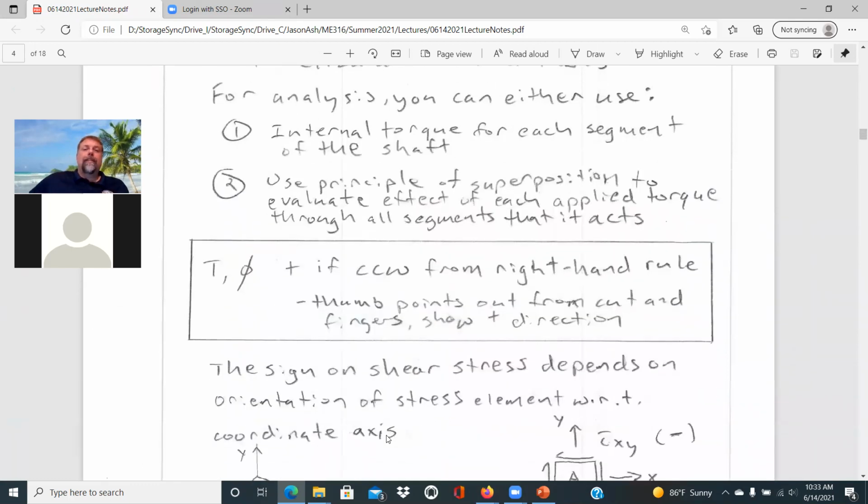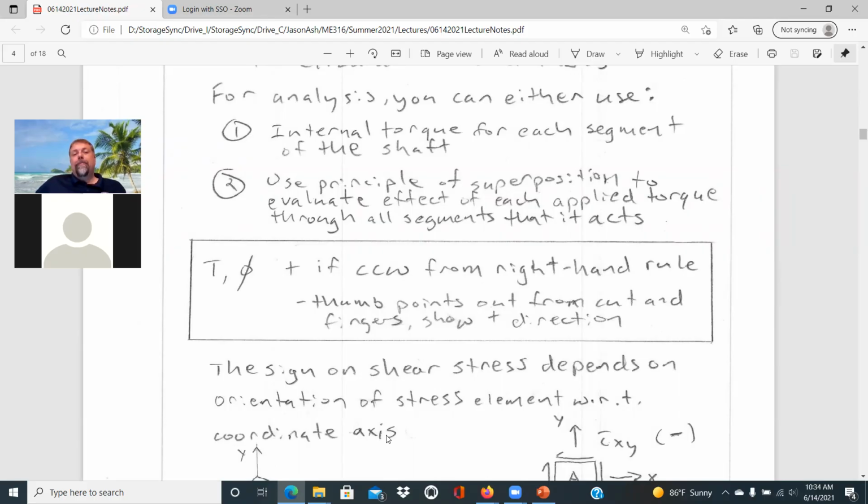And so for analysis, you can, one, use the internal torque for each segment of the shaft. When you draw your free body diagram, you can look at reaction forces. You can make cuts along the length of the shaft so you can figure out what your internal torque is. And that you can then use directly with your Tc over J formula to calculate your shear stress. And then you can use that directly in your TL over JG to figure out the twist.